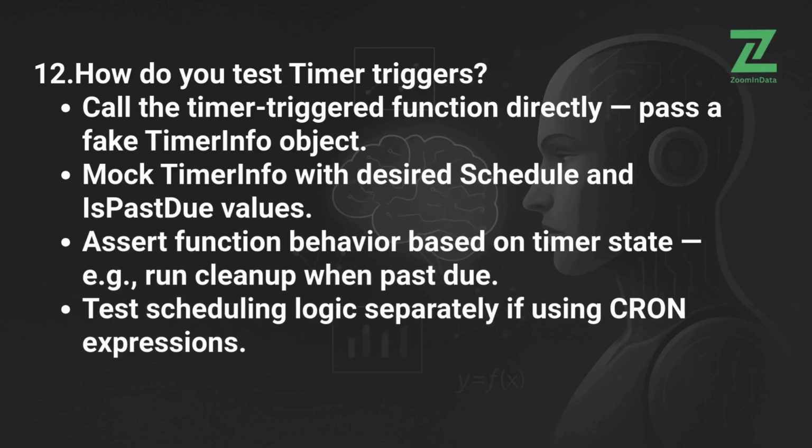How do you test timer triggers? Call the timer triggered function directly. Pass a fake timer info object. Mock timer info with desired schedule and is past due values. Assert function behavior based on timer state. Example: run cleanup when past due. Test scheduling logic separately if using cron expressions.